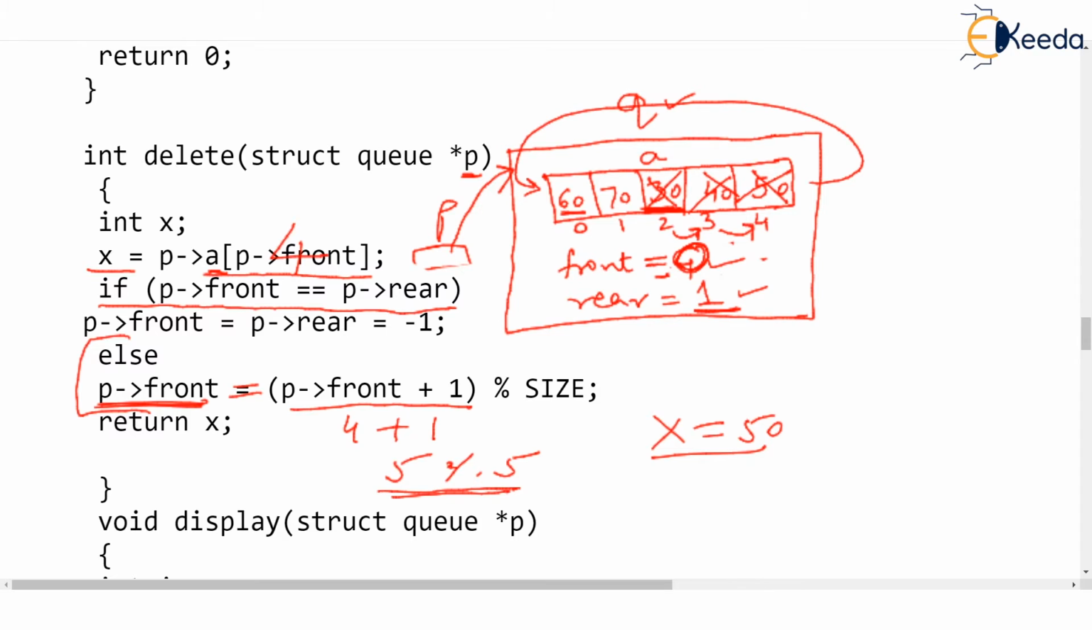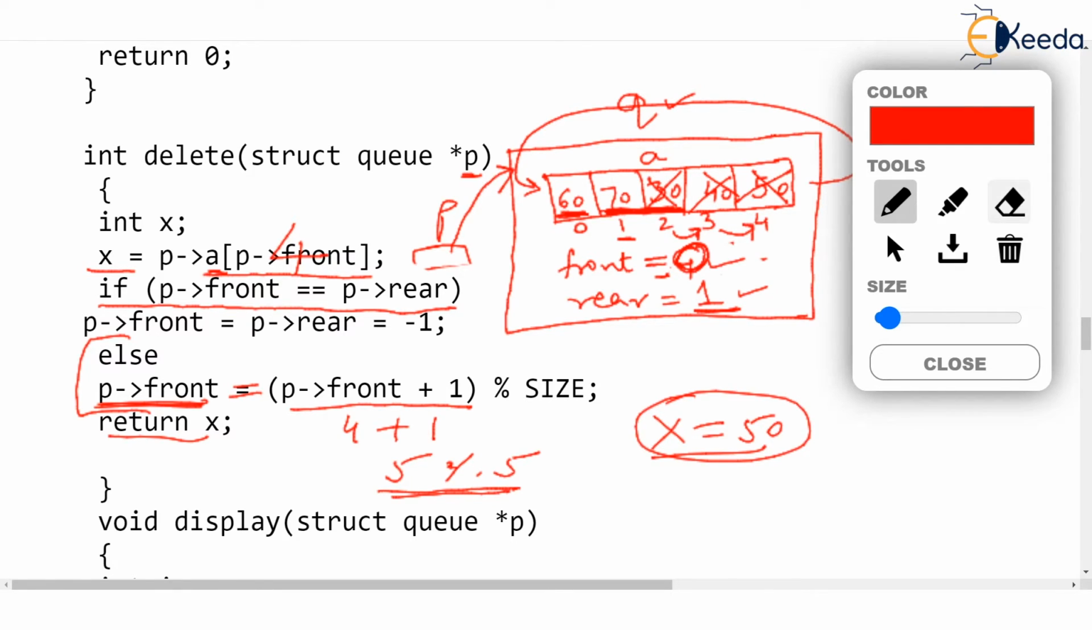And rear is still 1. Obviously 70 is the last element, but now 60 has become the frontmost. And finally we return x, that is return 50. So you can execute this two more times.